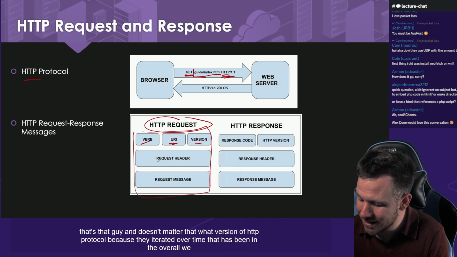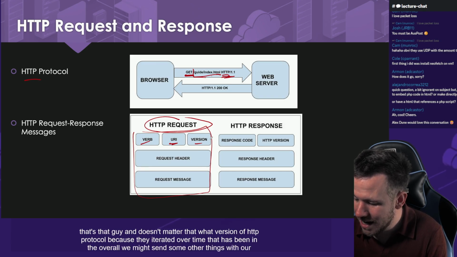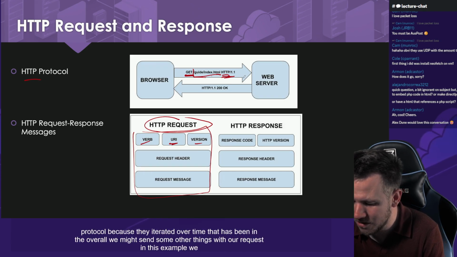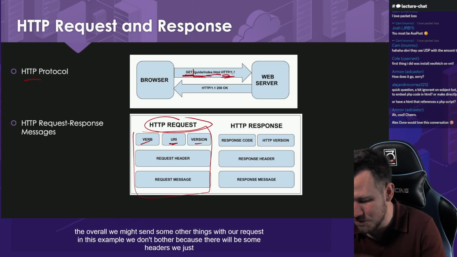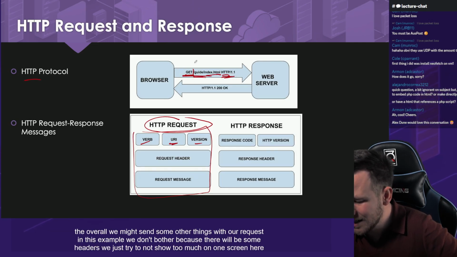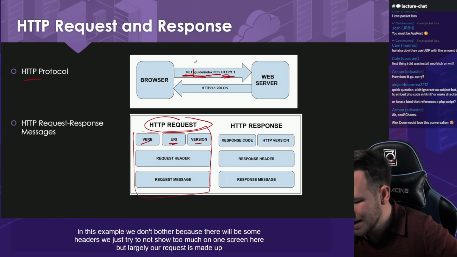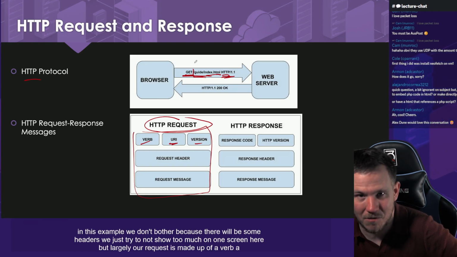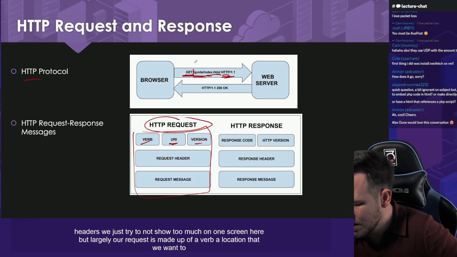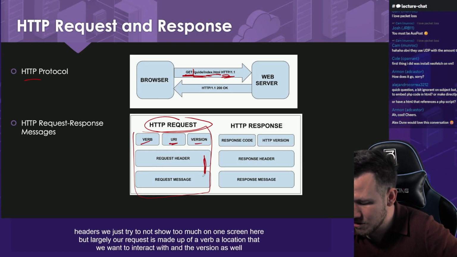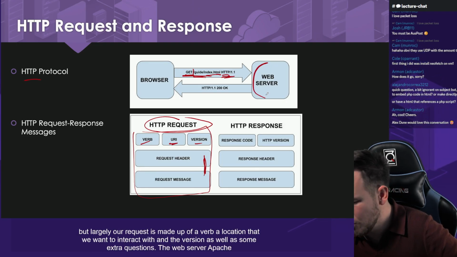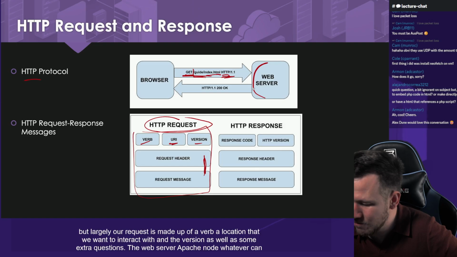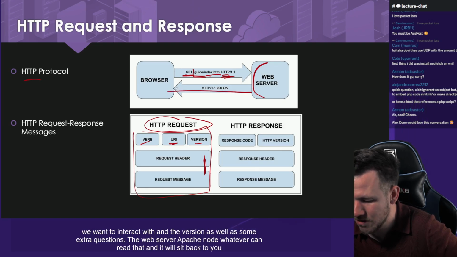We might send some other things with our request. In this example, we don't bother, but there would be some headers. You're trying not to show too much on one screen here. But largely our request is made up of a verb, a location that we want to interact with, and the version, as well as some extra request information. The web server, Apache, Node, whatever, can read that and it will spit back an HTTP response.